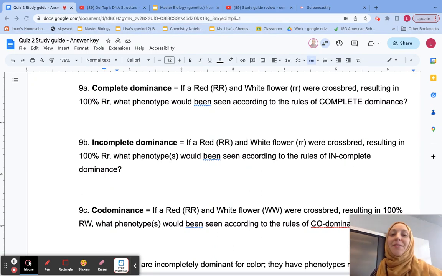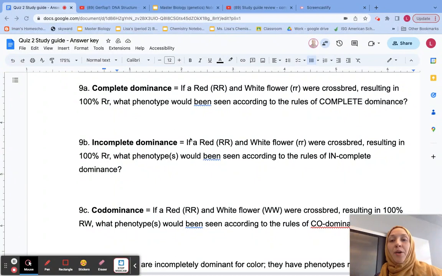A few more minutes. All right, this first question is the difference between complete dominance, incomplete dominance, and codominance. Basically, it wants us to know, okay, this heterozygous phenotype, what would it be according to the rules of complete dominance, incomplete dominance, or codominance?